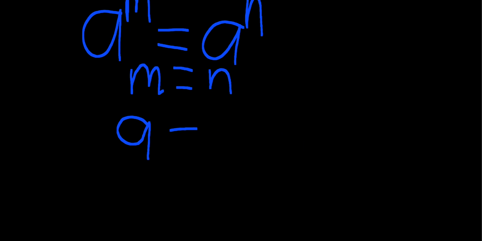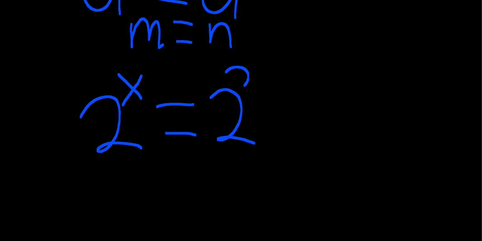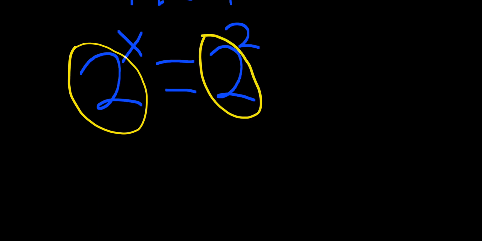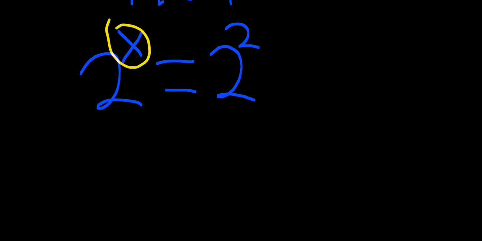So let's try some examples. Let's say we have an equation like this: 2 exponent x is equal to 2 exponent 2. If you look at this example carefully, you realize that the bases are the same, in this case 2. So because of that, the exponents are equal to each other. Therefore, x is equal to 2.